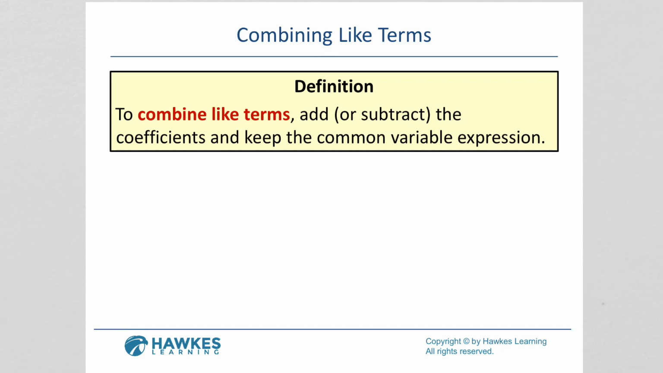Combining like terms. To combine like terms, add or subtract the coefficients and keep the common variable expression. In other words, do not change the exponents on your variables, just the coefficients.